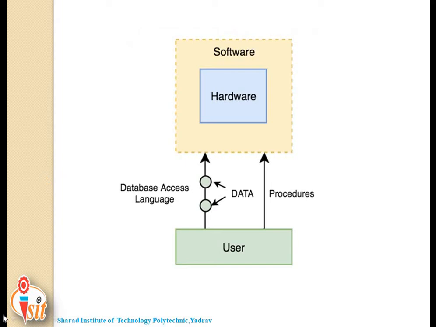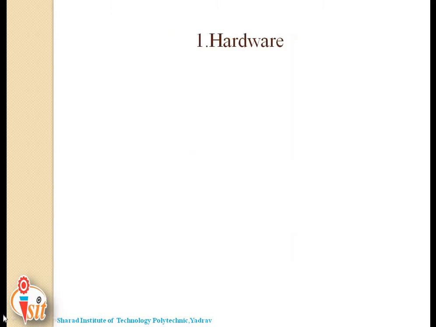Let's have a simple diagram to see how all the components fit together to form a database management system. Here you can see different components of database management system, that is software, hardware, data, procedure, database access language, user, etc. Let's start with the first component, that is hardware.